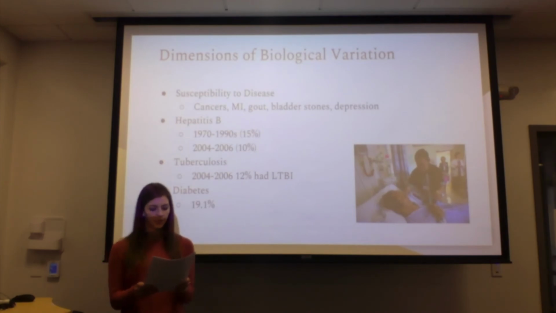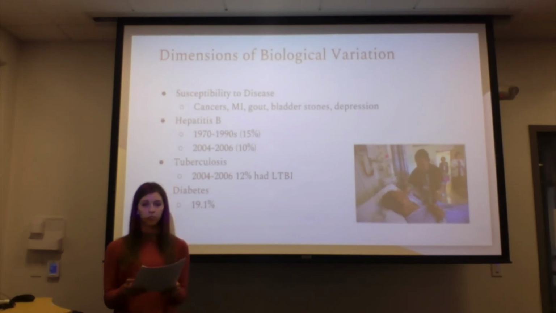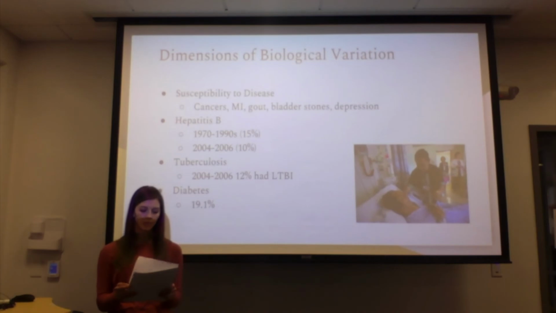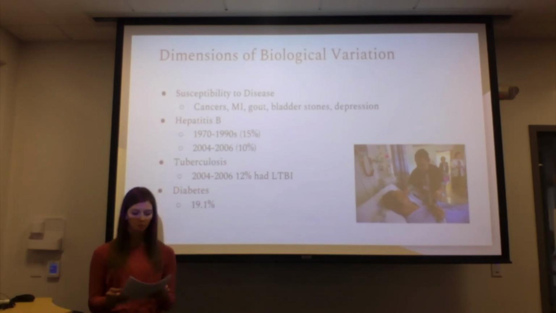Tuberculosis. In 2004 to 2005, 52 people were diagnosed and treated for TB in Thailand prior to departure to the U.S., and 37 people were diagnosed upon arrival to the U.S. 12% of those arriving in 2004 to 2006 had latent tuberculosis. The prevalence of diabetes in Hmong patients was 19.1% compared to 7.8% in white adult patients.